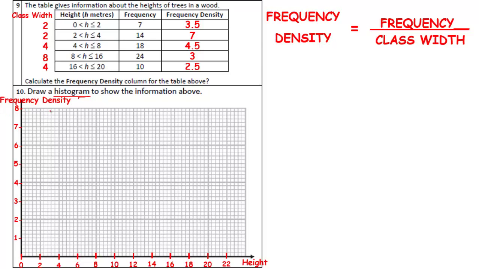A histogram is a bar chart, but the bars are going to be different widths. The first bar is going to be from 0 to 2. You see that from the class width there. And it's going to go all the way up to 3.5. My second bar is going to be from 2 to 4, and it's going to go all the way up to 7. The third bar is going to go from 4 to 8 this time, so be careful with that. 4 to 8, and it's going to go all the way up to 4.5. Then 8 to 16, be very careful with that, and that goes all the way up to 3. And 16 to 20, and that goes all the way up to 2.5.